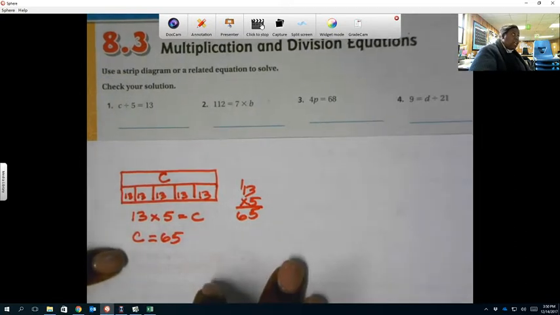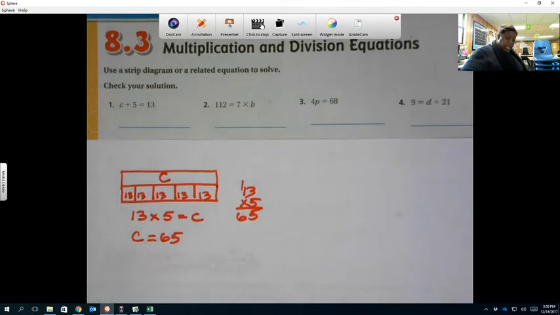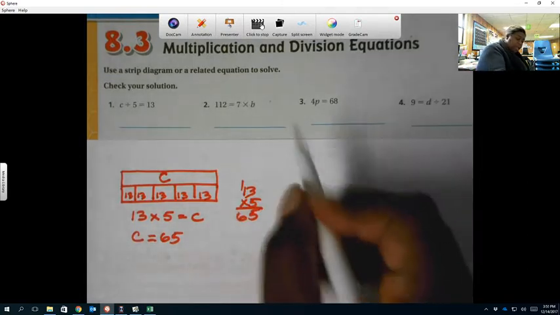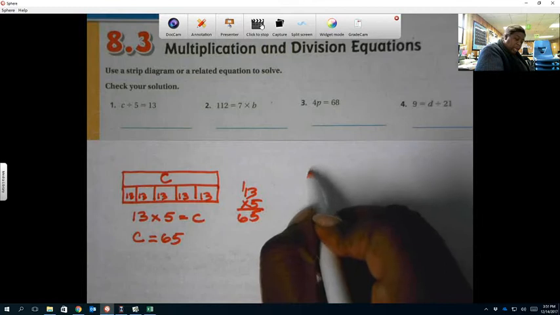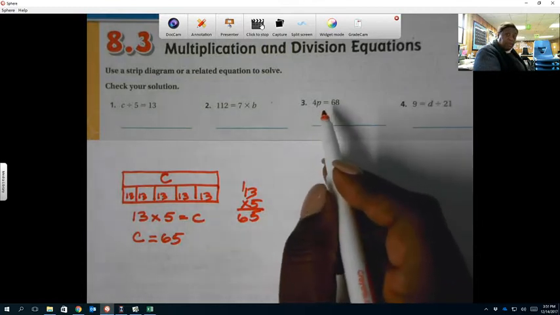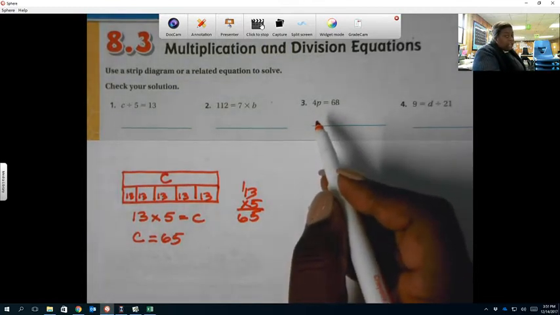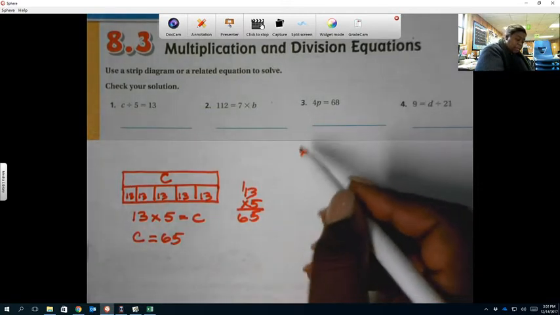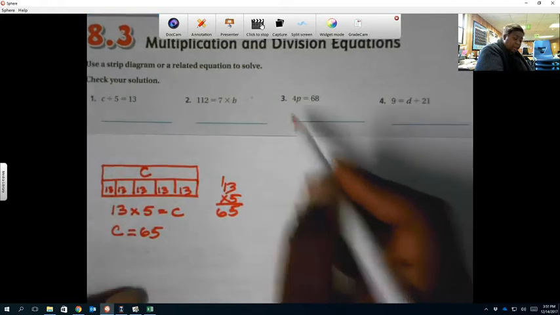For number 3, this was a new thing that I introduced in class today. Starting now with this algebraic thinking unit, whenever we see a number next to a letter, that means multiplication. They're going to take out the multiplication sign, and you're going to have to infer that that means multiplication. So let's see, how would I use a strip diagram to show this?